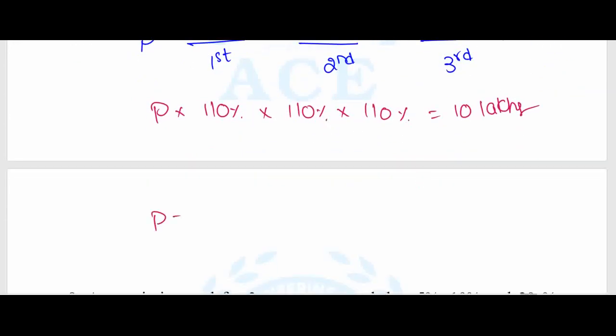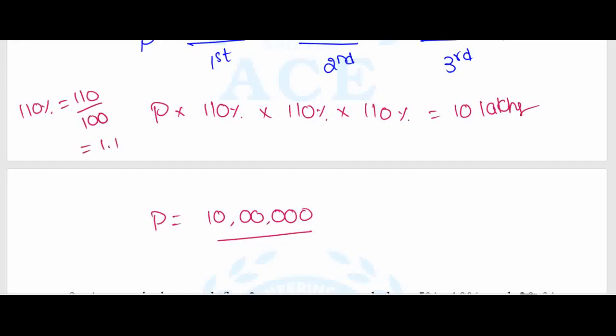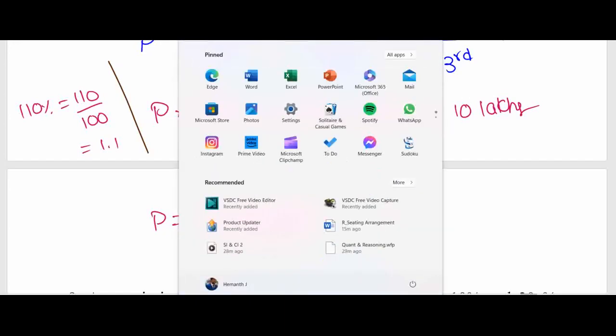10 lakhs divided by 110%, which means nothing but 1.1. 110 divided by 100 is equal to 1.1. So whole cube, because 3 times it is there. If we do it, you will get around 7,54,000. I'll show using the calculator now.